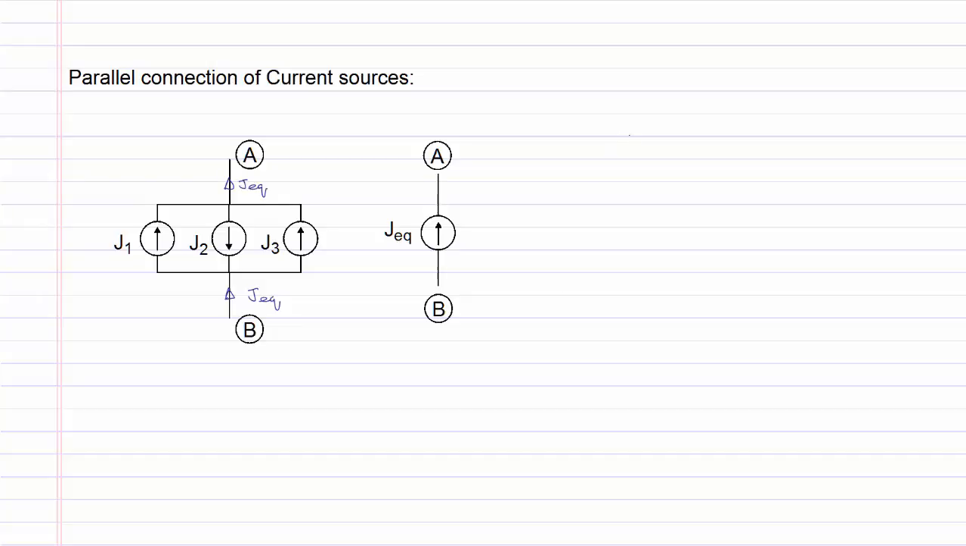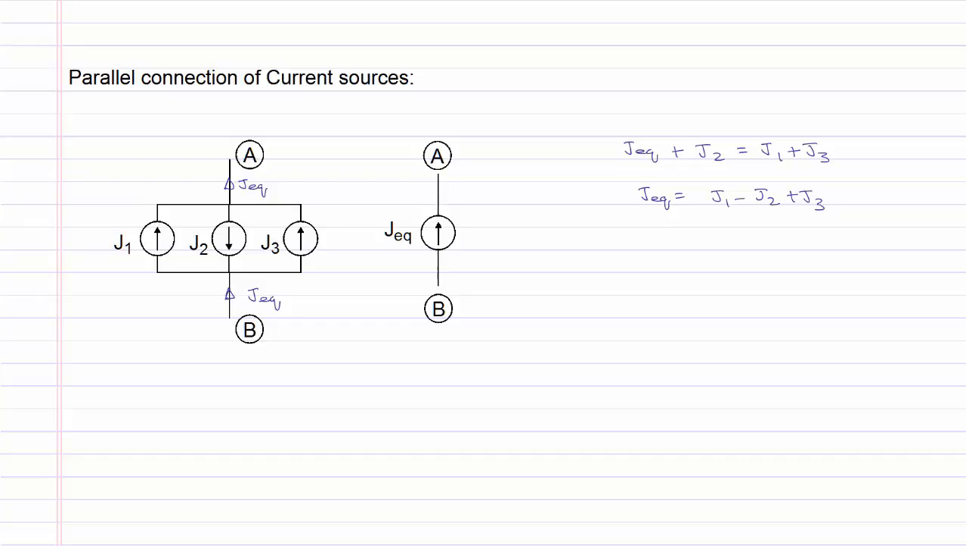If we write KCL at node A on the circuit on the left, we have the currents leaving as JEQ and J2, and this must be equal to the currents entering node A, which is J1 plus J3. Or JEQ must be equal to J1 minus J2 plus J3. Therefore, when you have current sources in parallel, you add up the values of the current sources carefully with the appropriate sign and get an equivalent current source, which will represent the summation of all these current sources together.